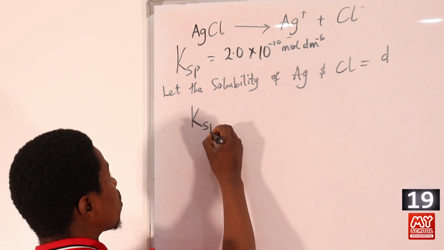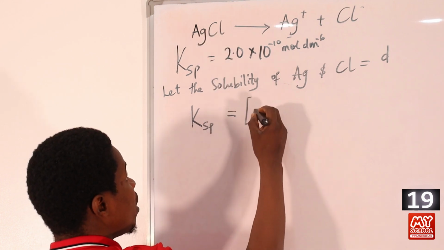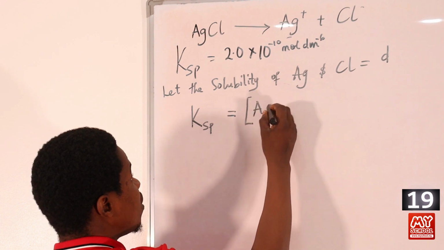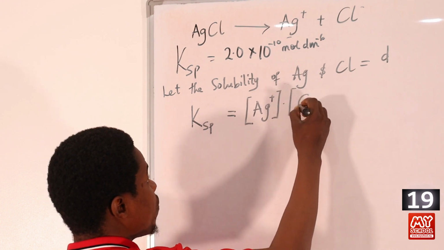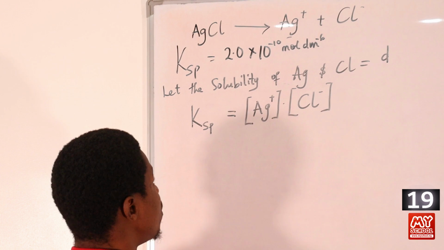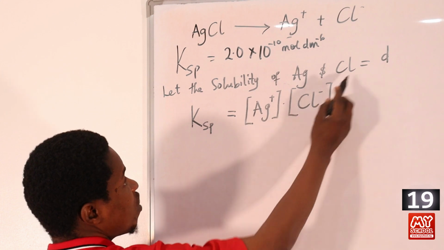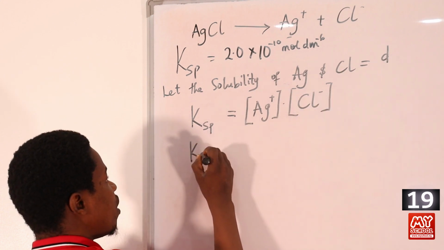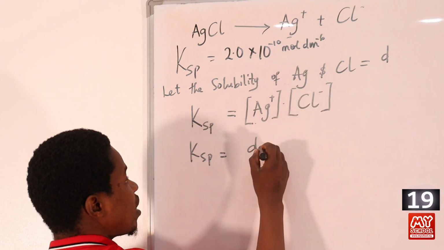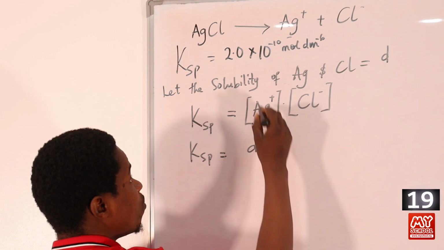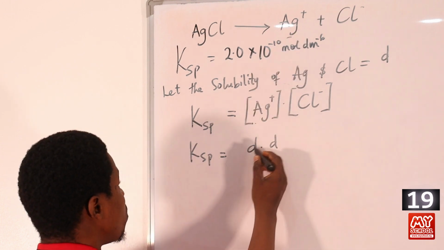the solubility product constant for silver chloride should actually be the concentration of silver ion times the concentration of chloride ion. That's what we have. Don't forget that we have represented the solubility of each of these with D. So Ksp will be D times D, because they have the same number of moles. Okay, and the charges are just what is different. So we have 1 1.